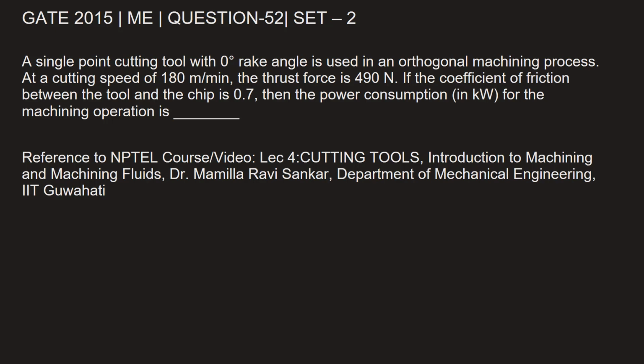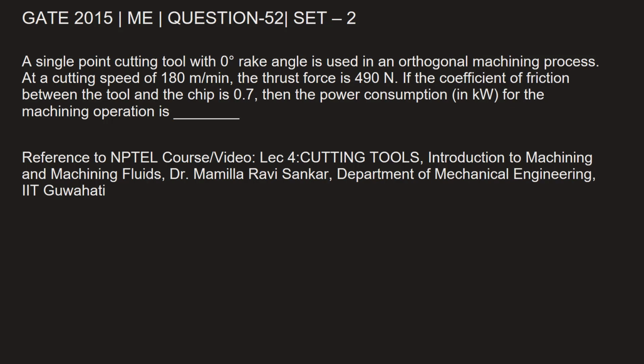This question is from GATE 2015 Mechanical Engineering paper set 2, question number 52. A single point cutting tool with 0-degree rake angle is used in an orthogonal machining process. At a cutting speed of 180 meter per minute, the thrust force is 490 Newton. If the coefficient of friction between the tool and the chip is 0.7, then the power consumption in kilowatt for the machining operation is dash.